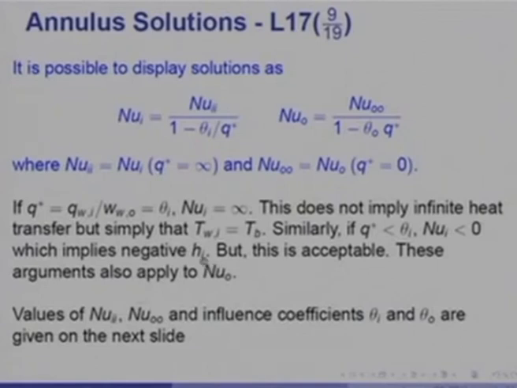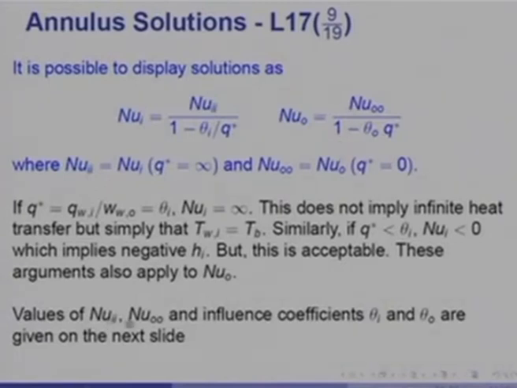But again, as we said repeatedly, this is not a particularly unacceptable situation. All it implies is that since Nu I is negative, T wall I must be greater than T bulk. I beg your pardon, T wall I must be less than T bulk, and as a result, the Nu I has turned out to be negative. So, similar arguments would apply, of course, to Nu O.